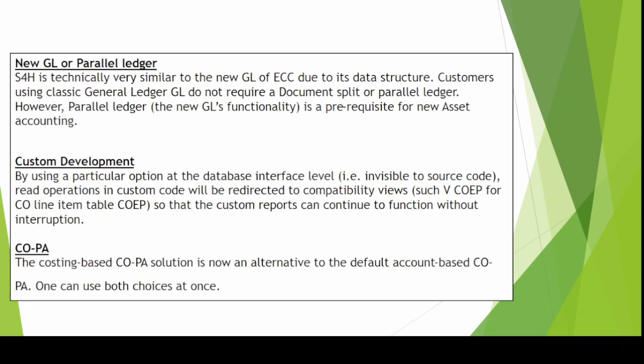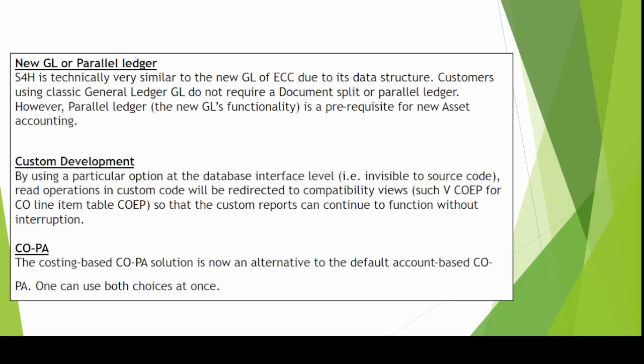If we talk about other qualities or other differences of S4HANA compared to ECC, we must view the new GL or Paraledger. S4HANA is technically very similar to the new GL of ECC due to its data structure. Customers using the classical general ledger GL do not require a document split or Paraledger. However, Paraledger, the new GL functionality, is a prerequisite for new asset accounting. That is to say, S4HANA introduces new asset accounting. For this, a paraledger is created in S4HANA.